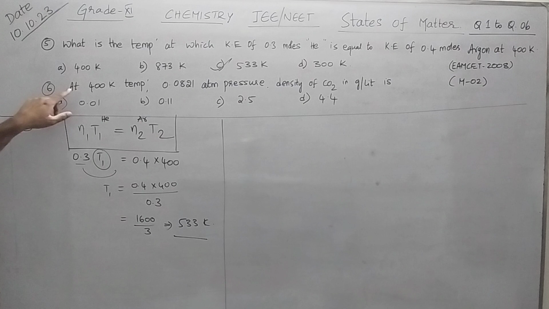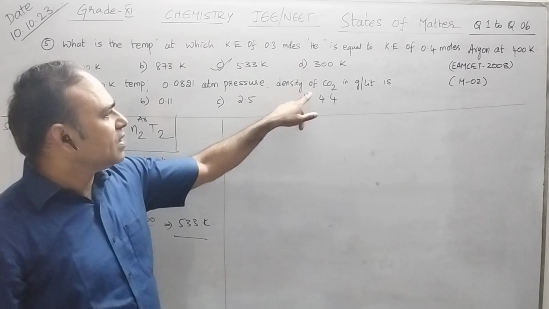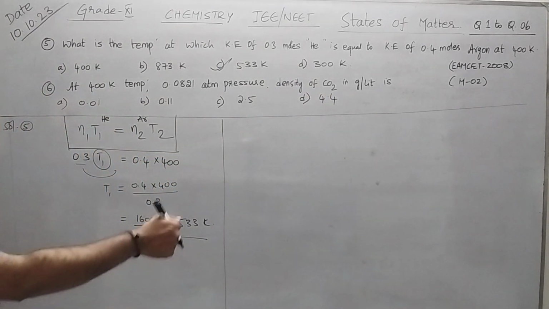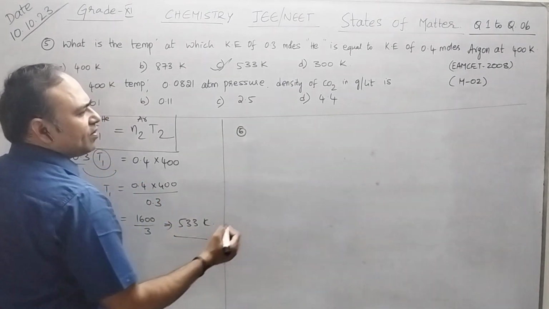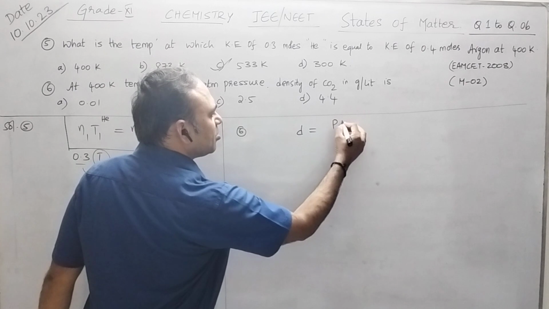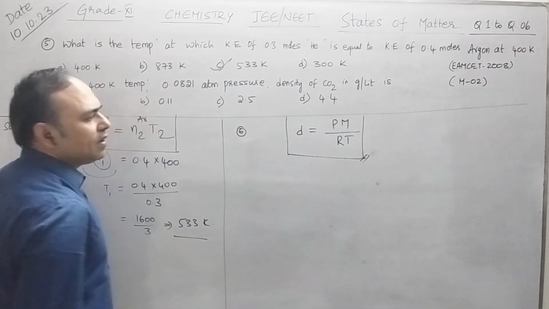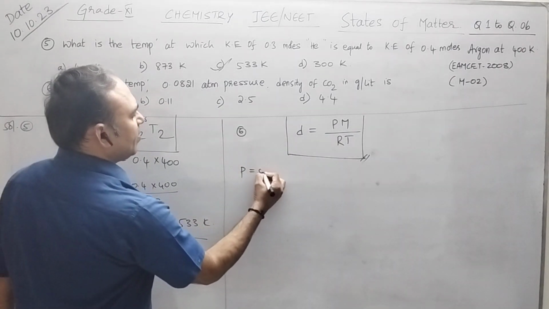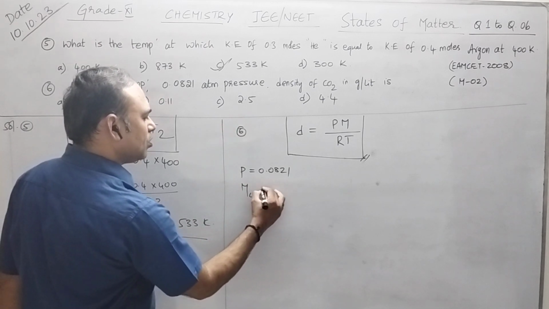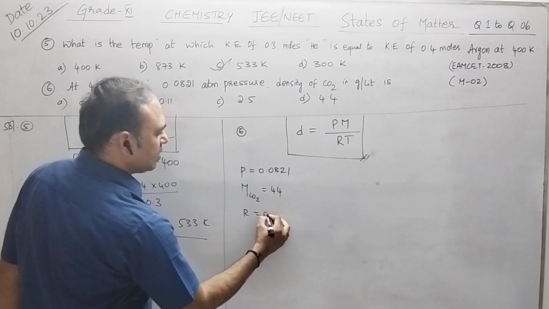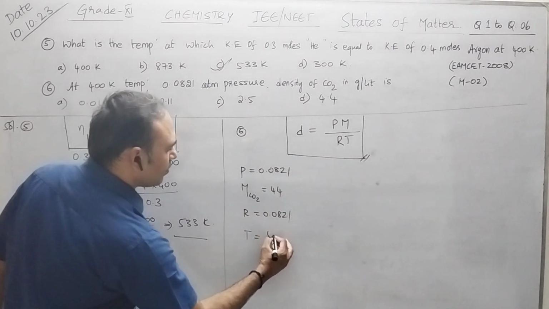Next one. They have given 400 Kelvin temperature and 0.0821 atmosphere pressure. Find the density of CO2 in gram per liter. This was asked in the medical exam 2002. Now we have derived the formula of density. What is that? Pressure into molecular mass by R into T. So applying this, what is the pressure given? 0.0821 atmosphere. The molecular mass of CO2 we know is 44. R is 0.0821 and temperature they have given as 400 Kelvin.